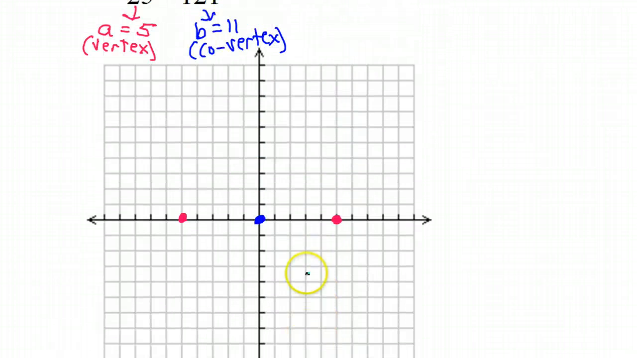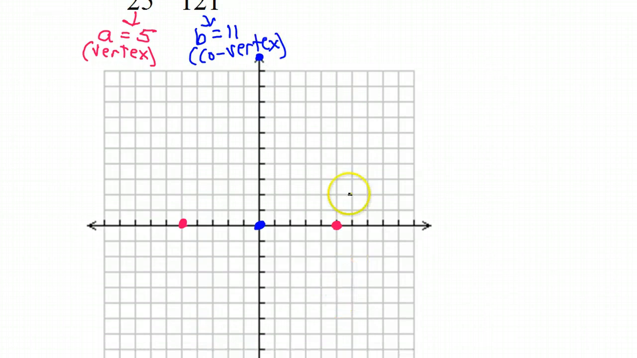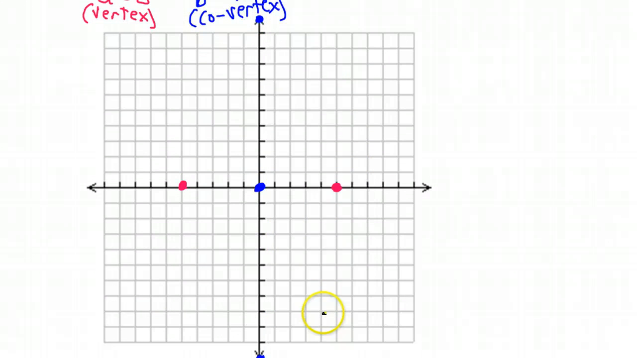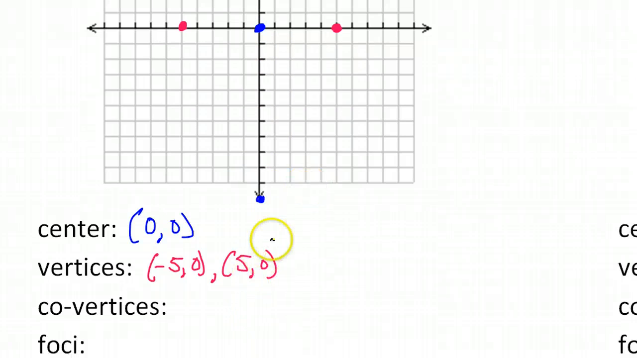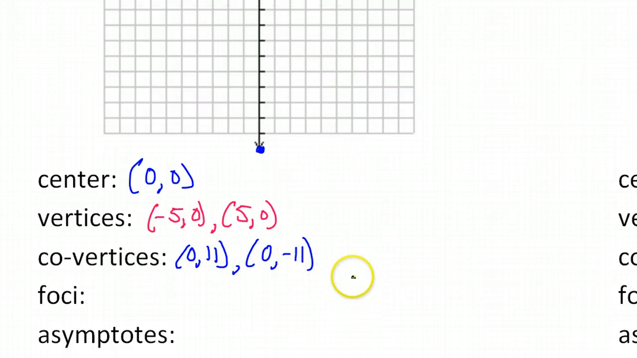All right, the co-vertices, like I said, are going to come from the b value. This is going off the grid. Isn't this only 10? 1, 2, 3, 4, 5, 6, 7, 8, 9, 10. Okay, so 11 is going to be all the way at the arrowhead. Okay, so these are the co-vertices. All right, so that's 0, 11 and 0, -11.